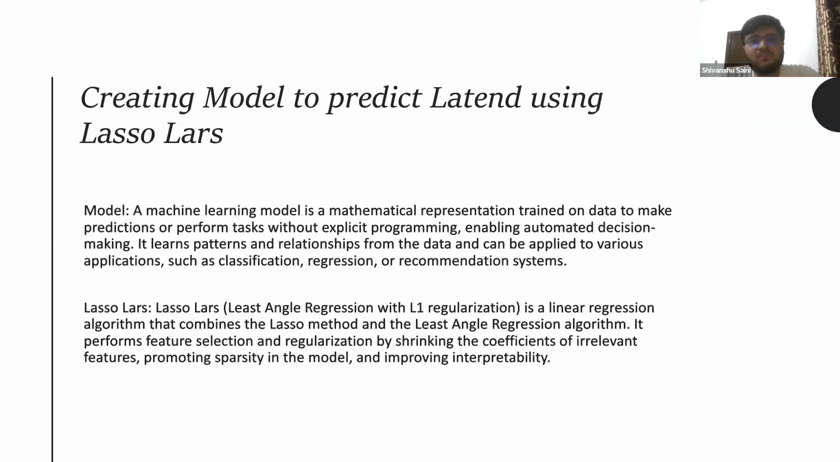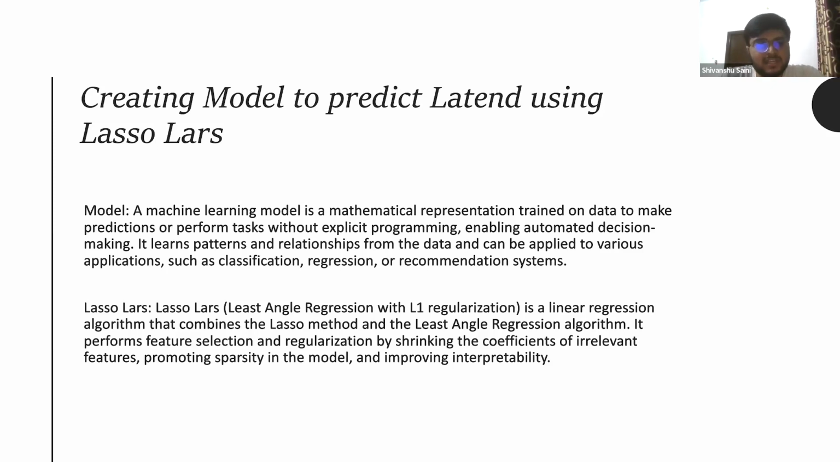So the question here is, what is a model? A model in machine learning is a mathematical representation trained on data to make predictions or perform tasks without explicit programming, enabling automated decision making. It learns patterns or relationships from data and can be applied to various applications such as classification, regression, or recommendation systems. So I have used Lasso LARS to predict lat end.